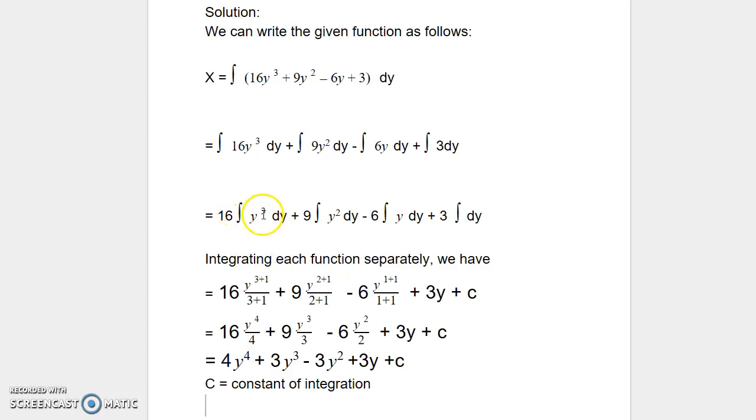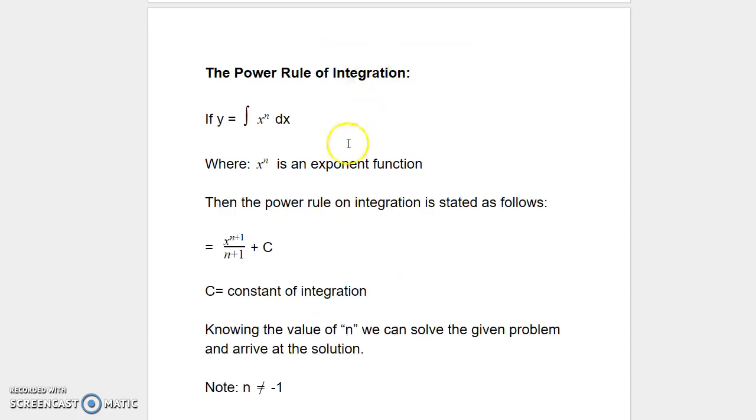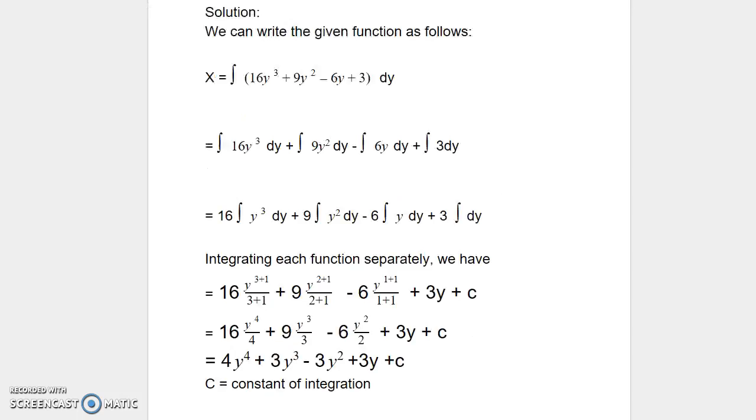Integral y cubed is in the form of a power rule, so let's recap what we have in the power rule. The power rule is stating that if y is a function, the integral of x to the power of n dx, then when we apply the power rule, we can write it out as x to the power of whatever power we have, we're going to add 1 to that, divided by whatever we have in the exponent. We write it as a denominator, n plus 1. So let's go back to our example, and then we're going to apply this here.